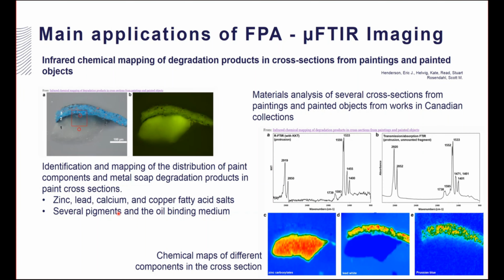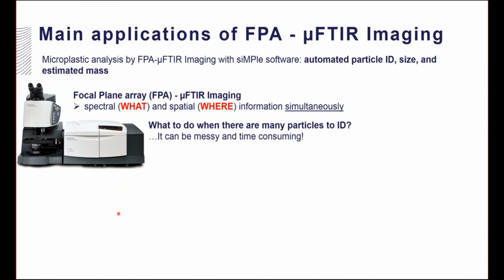So it's a very powerful tool also when you want to identify the components in stratigraphic or cross-section samples. Another application of FPA and µFTIR imaging is related to microplastic analysis. In this case, we use the features of this technique to obtain spectral and spatial information simultaneously. So what and where we have our microplastic: which type of microplastic and where it is in the sample.